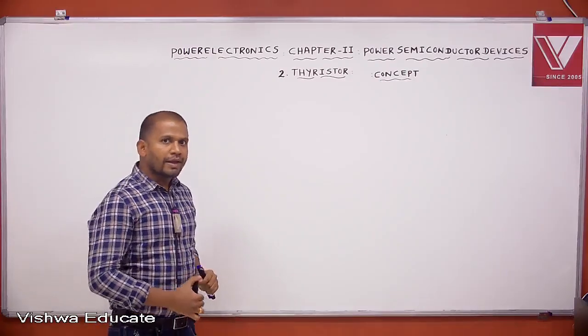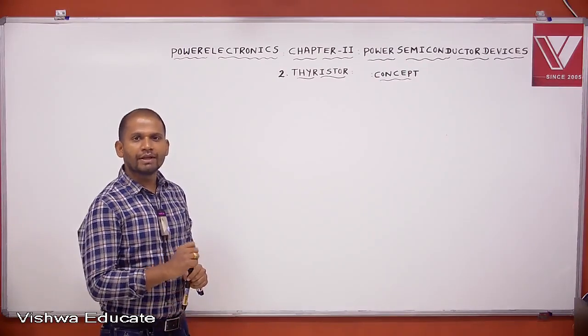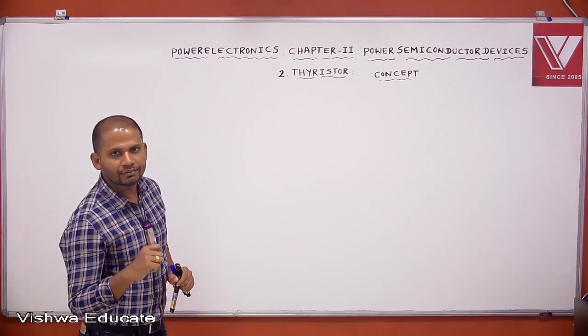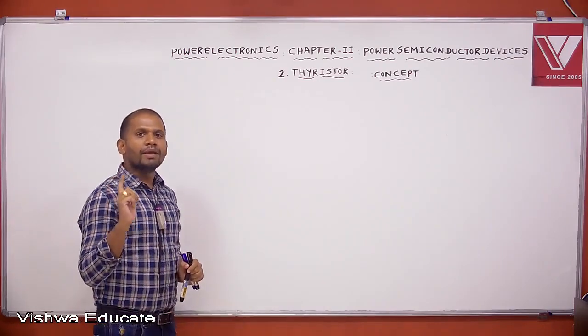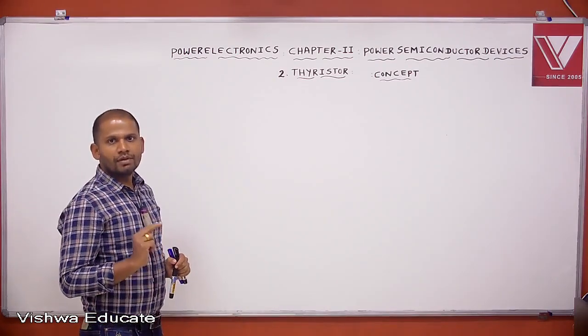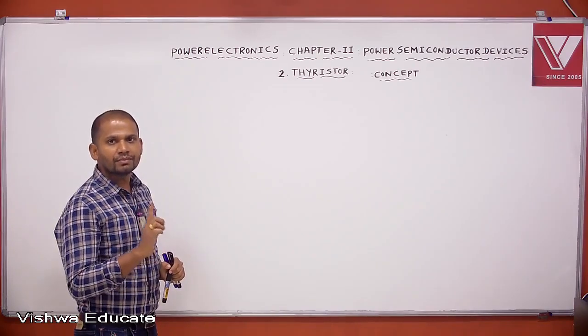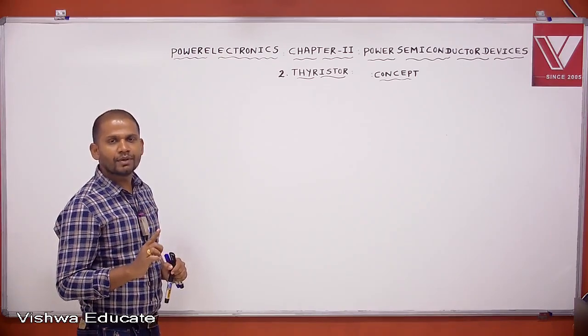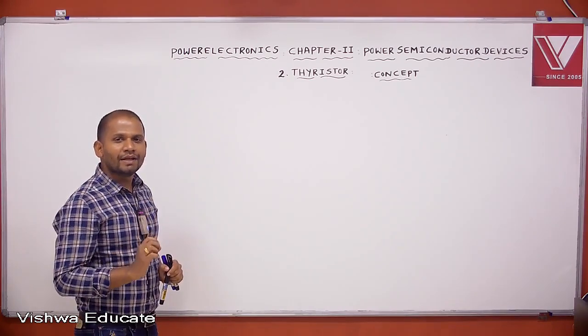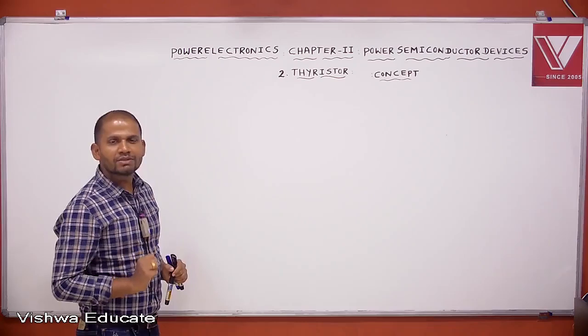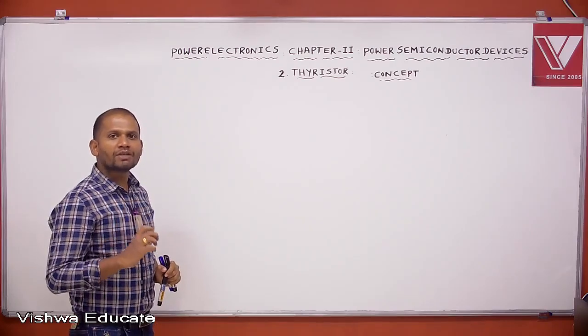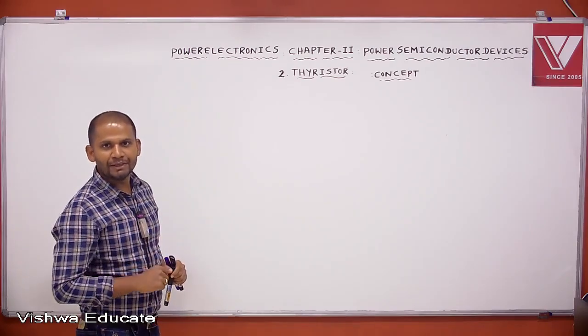In the previous session I explained what exactly DC triggering is. Mainly based on the gate supply, the triggering methods are of two types: one is DC triggering and the other is AC triggering. But in DC triggering, there are some drawbacks. What are the drawbacks with DC triggering that I already explained?